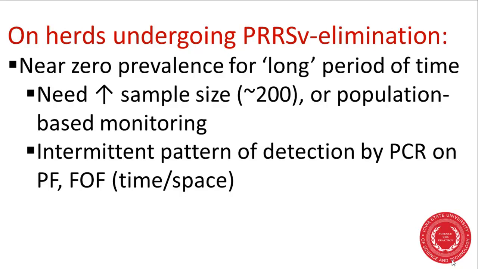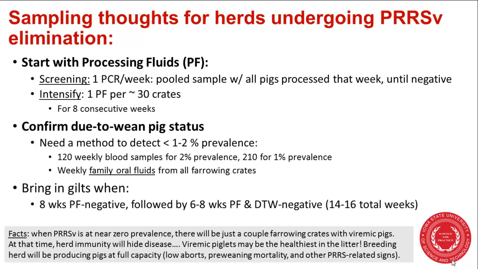And so, last slide here, that's our sampling thoughts: use processing fluids as a screening method. And then as soon as you have some 8 weeks of negative result, you really need to confirm that with aggressive sampling in the adult wean piglet population, either by individual sample or weekly family oral fluid from all farrowing crates. And we're right now investigating a role of pooling those samples, and would bring in gilts when you have 8 negative weeks of a processing fluid, followed by some 6 or 8 weeks with confirmed weaned-pig negative status.